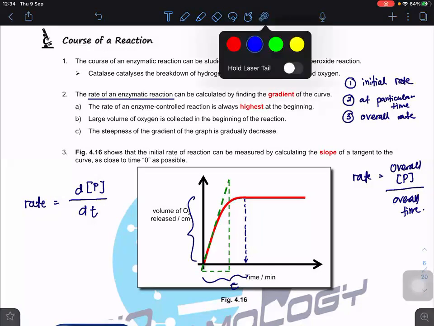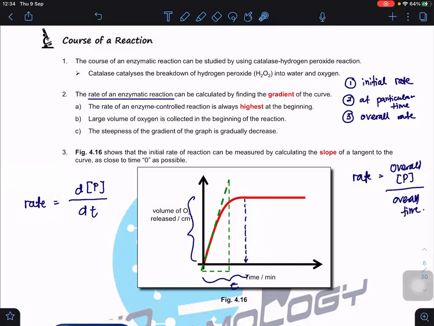So if you check, the rate of reaction is always highest at the beginning. Okay, so the question here is why highest at the beginning? It is highest at the beginning because our substrate concentration is the highest. Correct or not? Because as you follow the entire course, you will realize that the volume of O2 produced per minute or per unit time decreases until zero. So what we do know is that at the initial part, when time equals zero, the substrate has the highest concentration. So that's why an enzyme-controlled reaction is always highest at the beginning.